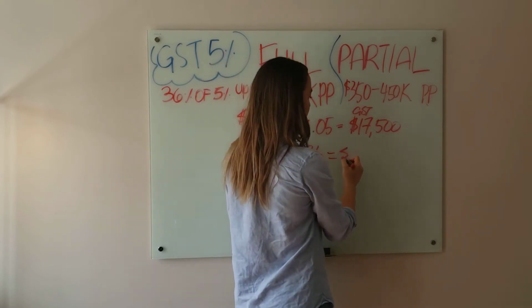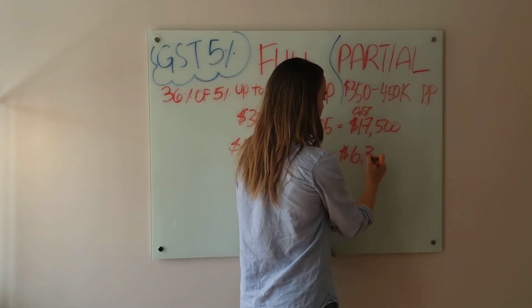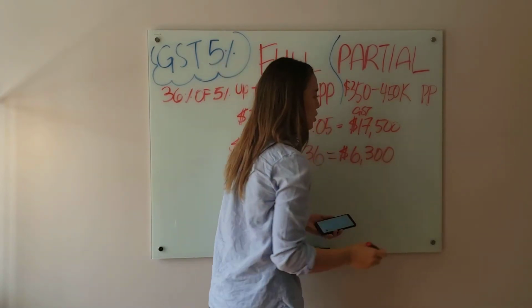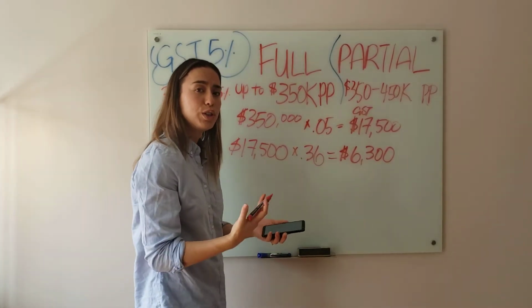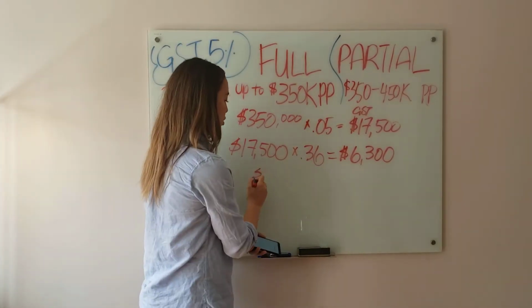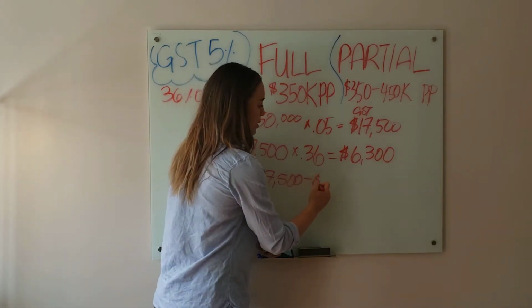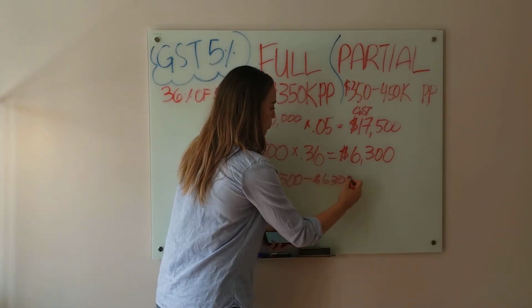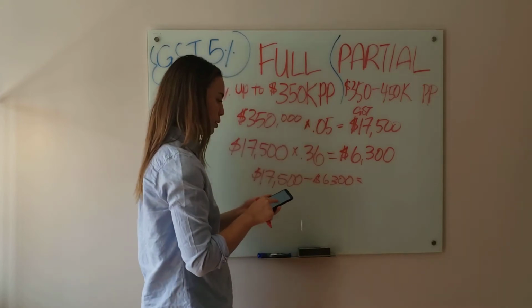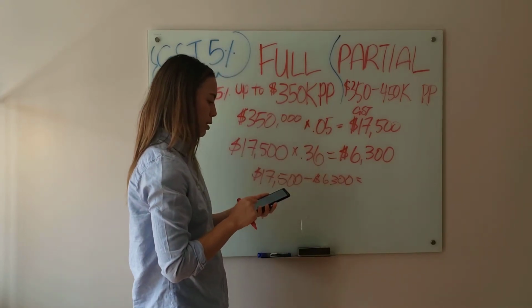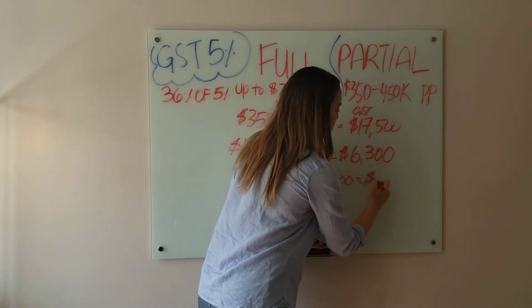And you get $6,300, like I said. So then to figure out your total GST after the rebate, you just simply go 17,500 less 6,300, which is 11,200.